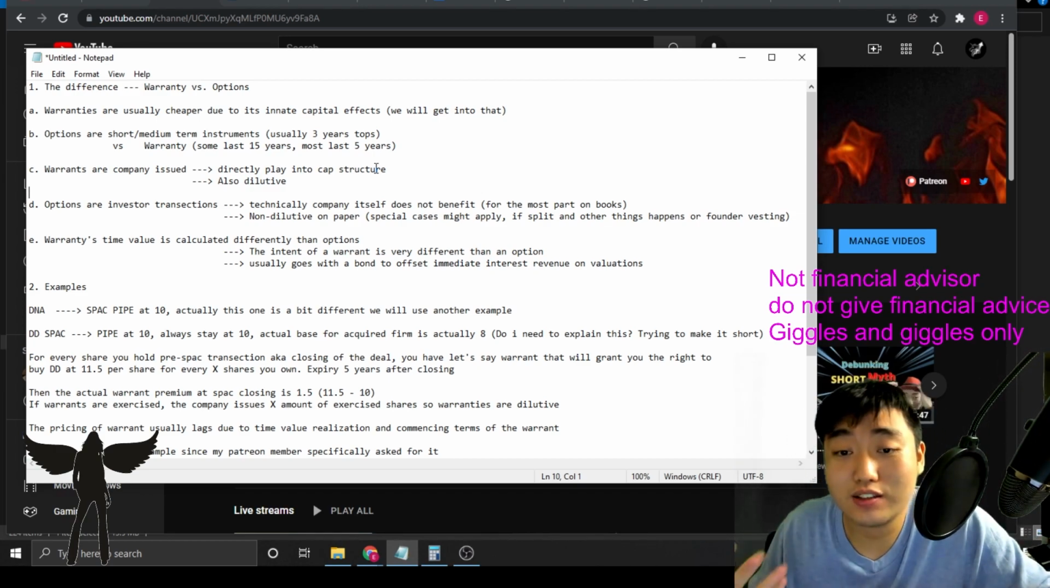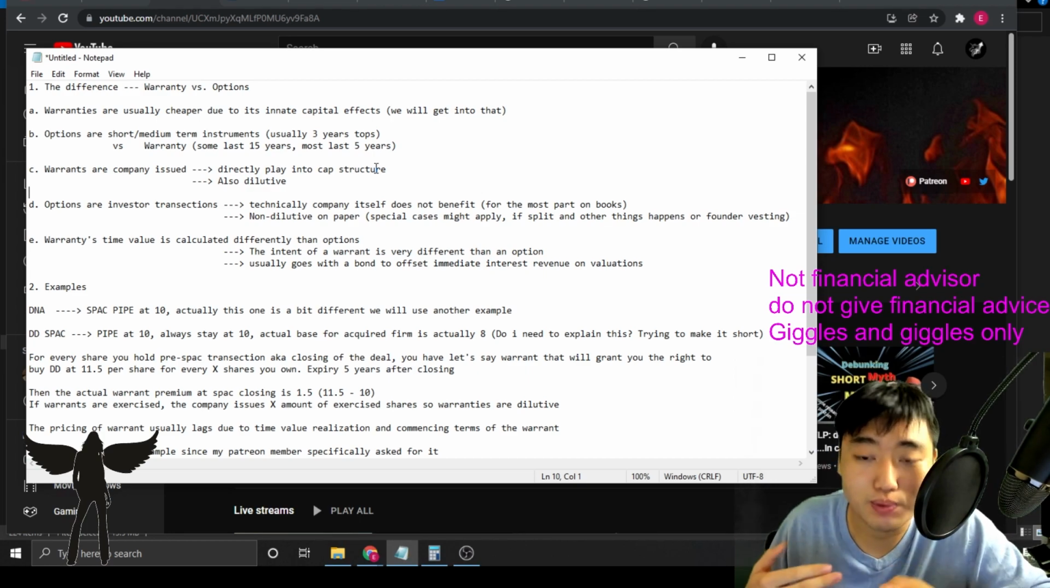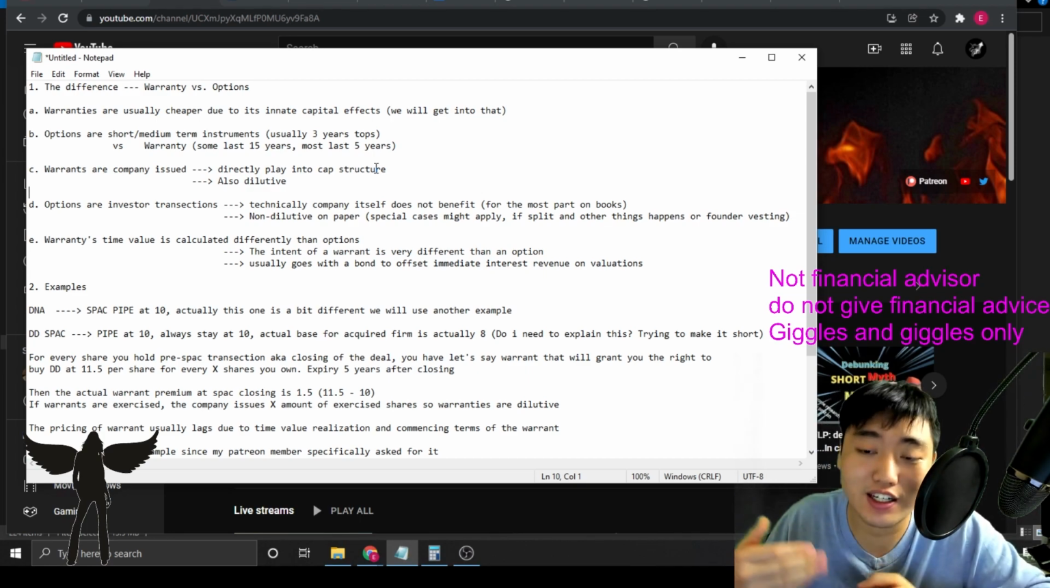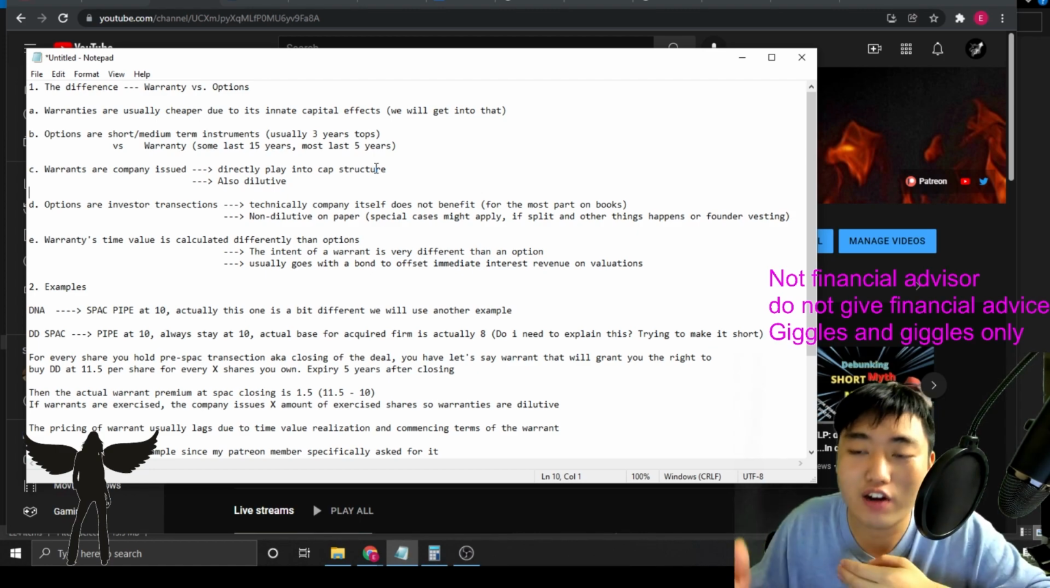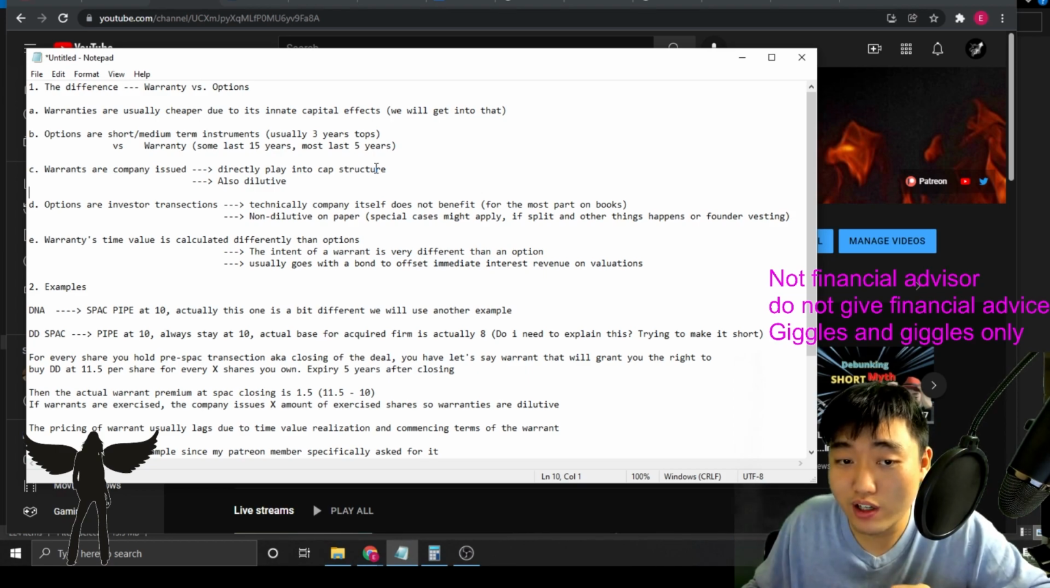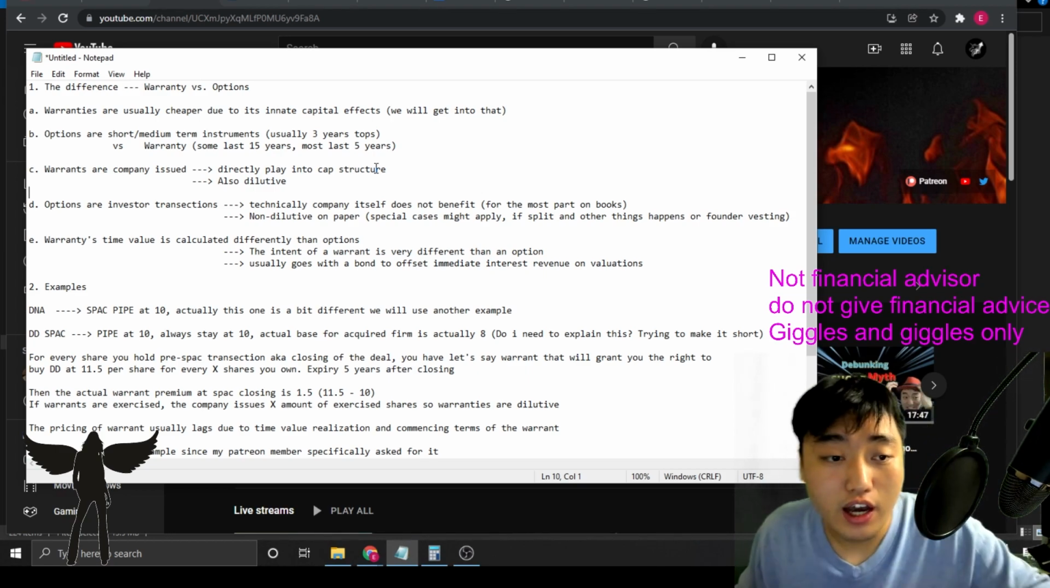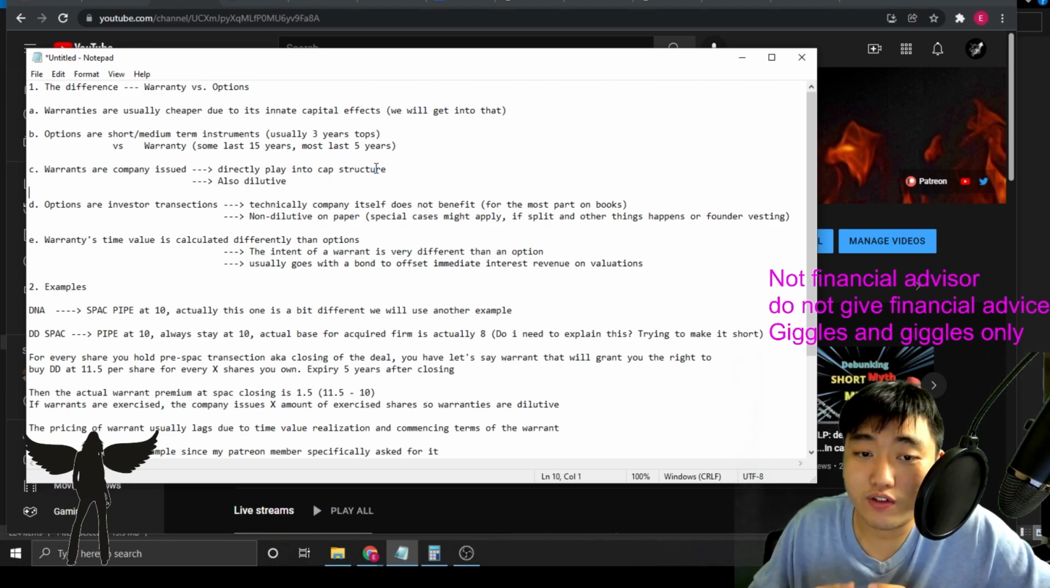But special cases might apply. So if splits, reverse splits, or other things happen, or founder vesting cases happening, and you have a lot of real value calculation happening, it might become dilutive in reality, but it's not dilutive on paper, okay? And warrants time value is calculated differently than options.